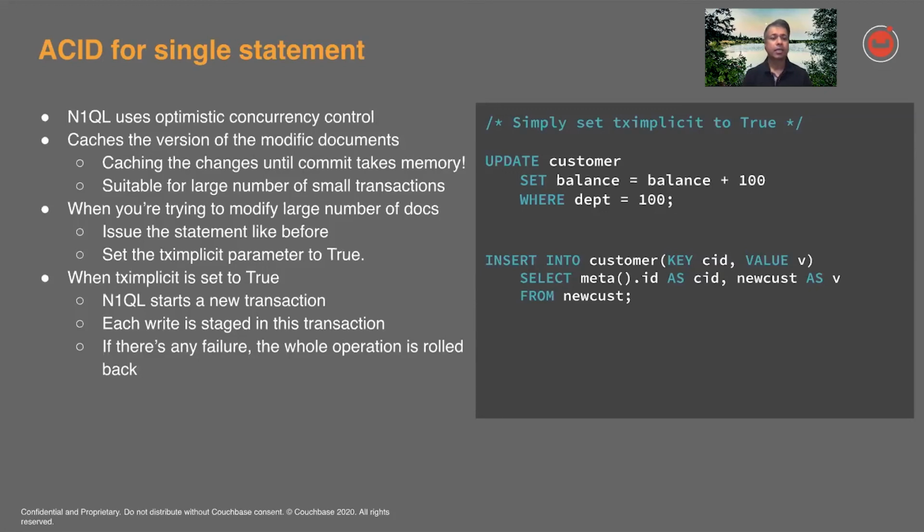And as I said before, each update is staged in this transaction. On any failure, the whole operation is rolled back. You have seen examples of update and insert statements. You can issue any of the DMLs: insert, update, delete, merge, upsert, and pass this tximplicit parameter.